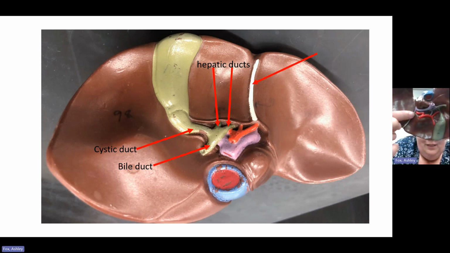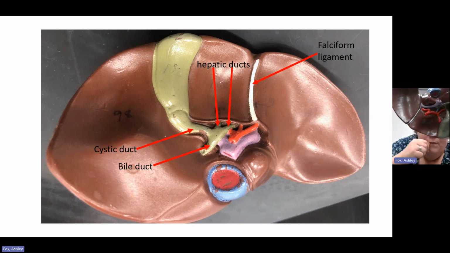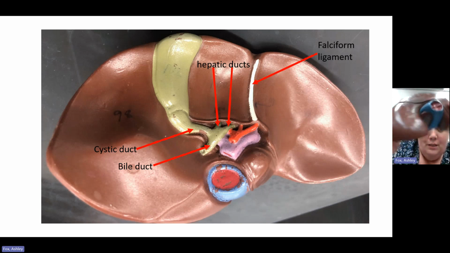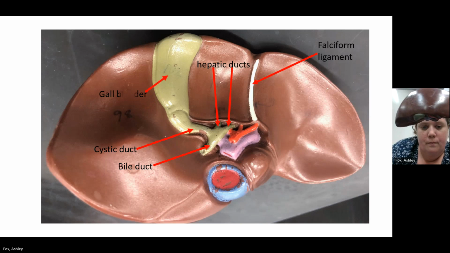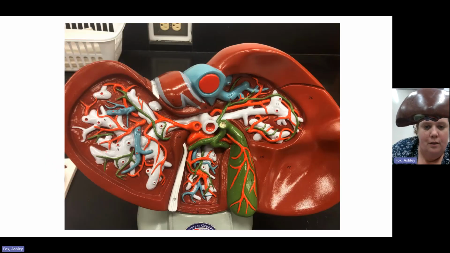Now this white line here is a ligament, called the falciform ligament. The falciform ligament helps attach the liver to the anterior portion of the abdomen, because the liver sits like this. You see the little string right here, it comes forward, or anterior, and helps attach to the anterior part of the abdomen. All right, so that's the gallbladder.